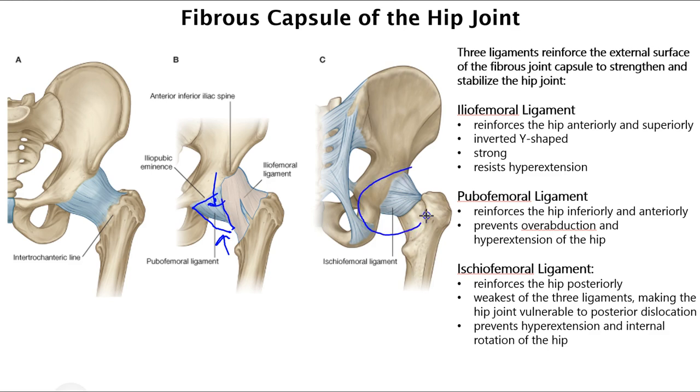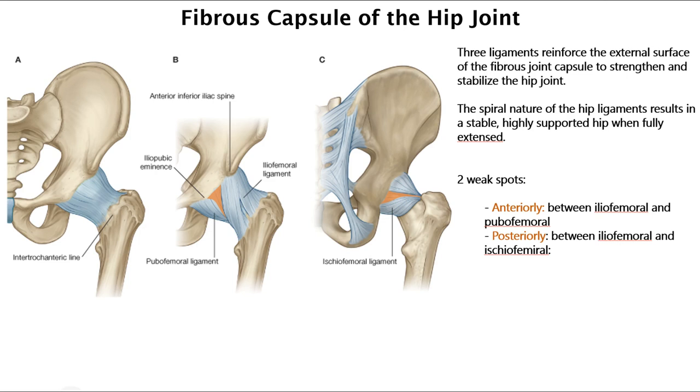Posteriorly, the ischiofemoral ligament spans from the ischium to the femur. It reinforces the posterior aspect of the fibrous joint capsule. It's the weakest of the 3 ligaments, making the hip joint vulnerable to posterior dislocation.